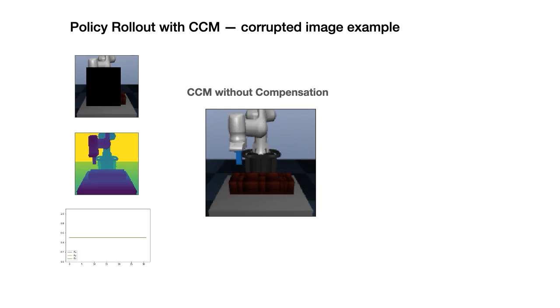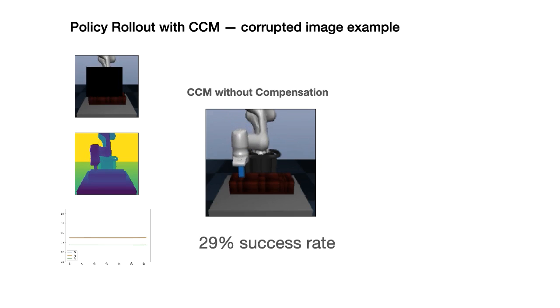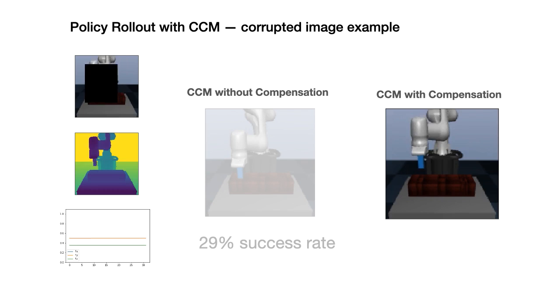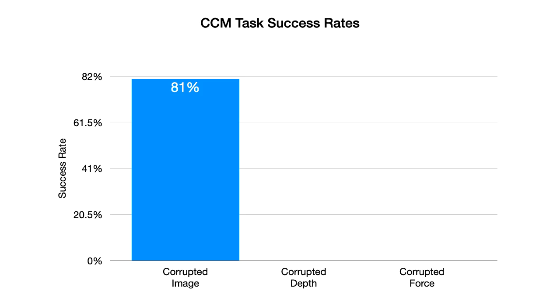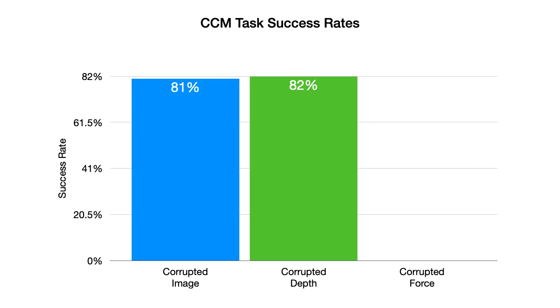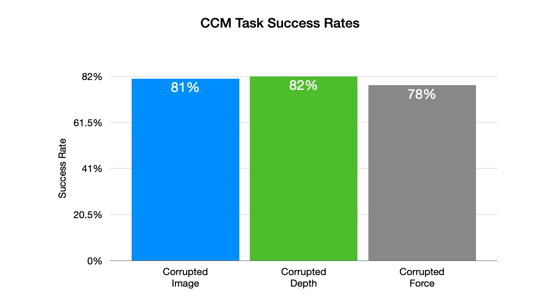We show that during policy rollout, if CCM does not compensate for corrupted images, it mostly fails to accomplish the task. If CCM performs cross-modal compensation on the corrupted images, the policy can accomplish the task 81% of the time. In addition to corrupted images, we also show that our novel method is able to perform cross-modal compensation on corrupted depth and force data with task success rates of 82% and 78% respectively.